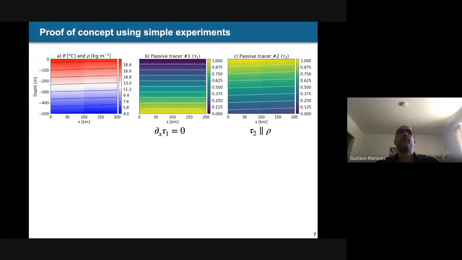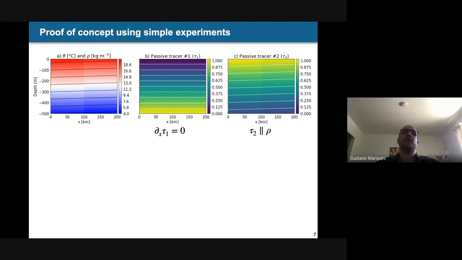So this is kind of a proof of concept using a very simple experiment. The experiment is as follows. We have 2 columns, and we impose a temperature profile on the left column that goes from 20 degrees Celsius at the surface to 4 degrees Celsius at the bottom. It is 500 meters deep. And then on the right column, we do the same thing, but we subtract 1 degree. Using a linear equation of state that's just a function of temperature, with salinity constant, we end up with this isopycnal slope. It's kind of a medium slope.